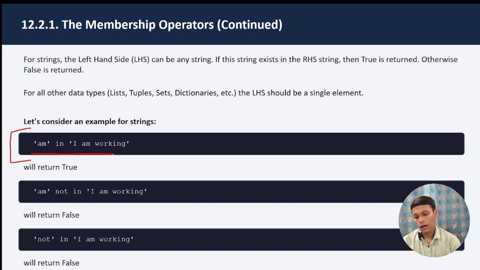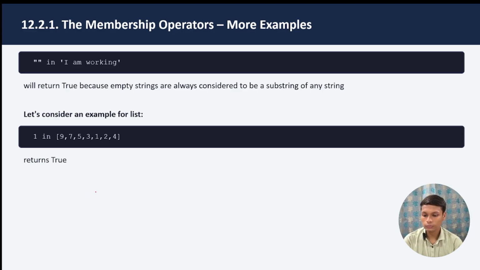Am in "I am working". Its result is true because am is here. Am not in "I am working". Its result is false because am is here, and it should talk about not in. Now notice there, not in "I am working". It means not in "I am working", and it gives you the result false because there is no string like not in this string. So these are all the membership operators.